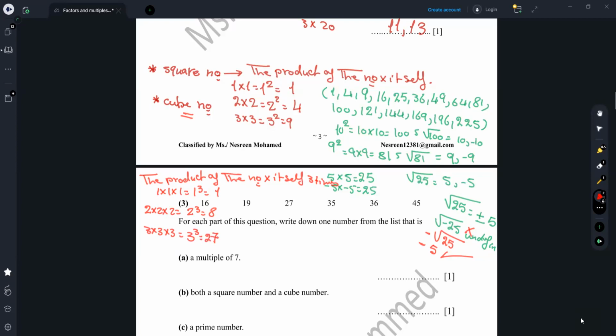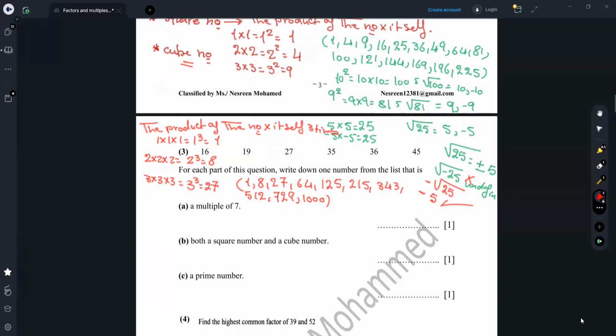I will list here the first 10 cube numbers. They are 1, then 8, then 27, then 64, then 125, then 215, then 343, then 512, then 729, then 1000. These are the cube numbers. If I give you an opposite operation, what is the cube root of 1000? It will be 10. And what is the cube root of negative 1000? It will be negative 10.